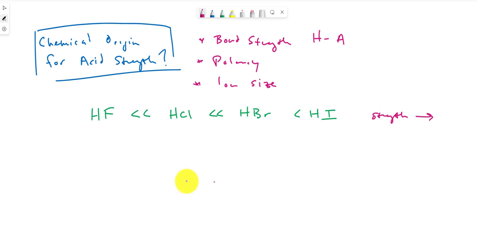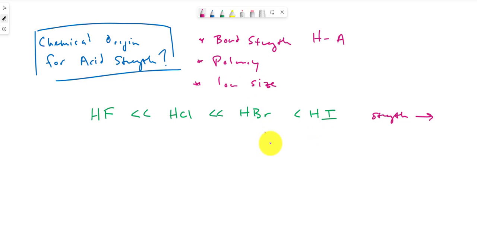So let's start with this series here. These are all the halogens, the group 7 elements: fluoride, chloride, bromide, iodide, and strength is increasing from left to right. So HF is the weakest, which is considerably weaker than HCl, which is considered an actual strong acid. HBr is even stronger, and HI is the strongest.